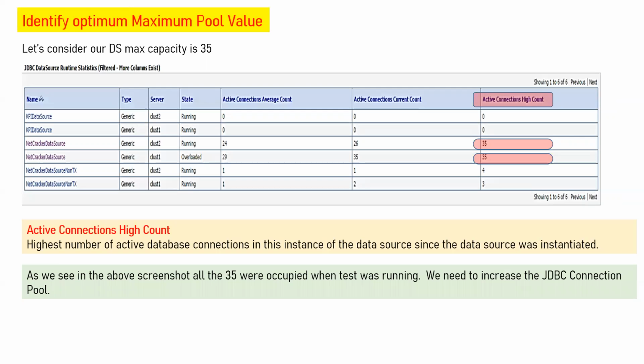Now in the picture you can see that the active connections high count is 35. That means it has reached the highest limit of 35 at a particular time, right? That means 35 connections were occupied at a certain time in this data source. That means you have to increase the capacity of this particular data source.